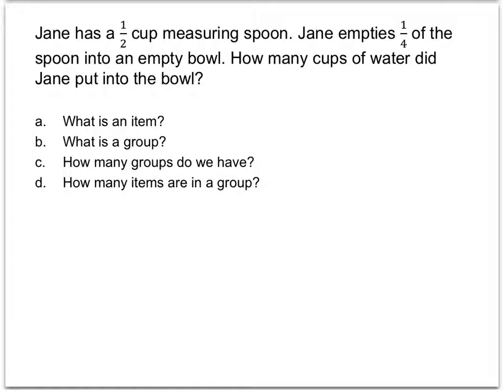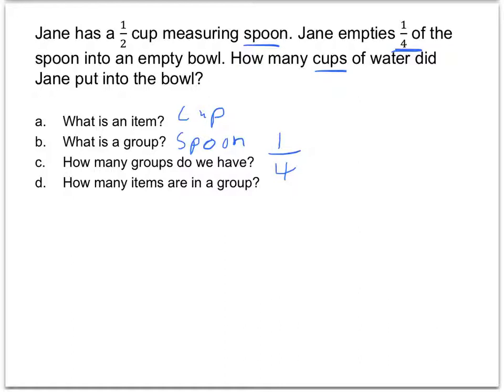And so let's answer our questions here. What's an item? Well, it says how many cups of water. So an item is a cup. What's a group? Well, again, we've got these measuring spoons, so that's a spoon. So how many groups do we have? Or maybe a better way of asking this question is how many groups are we doing something with? Well, it says that we empty a 1/4 of the spoon into an empty bowl. So we do something with a 1/4 of that group.